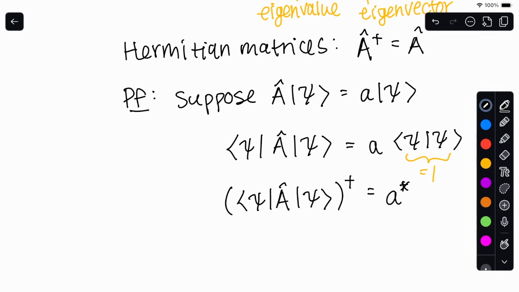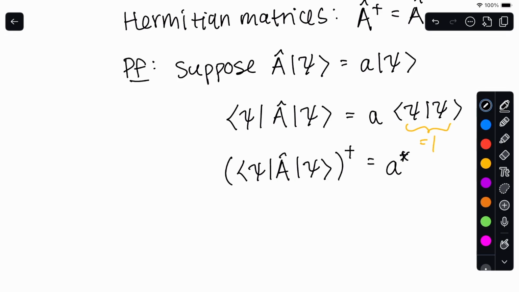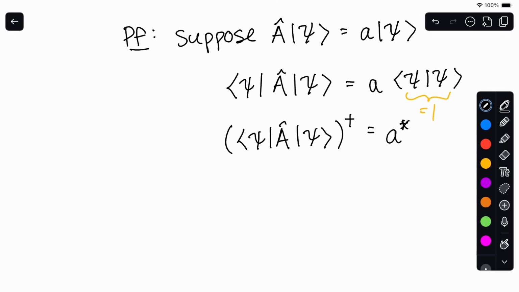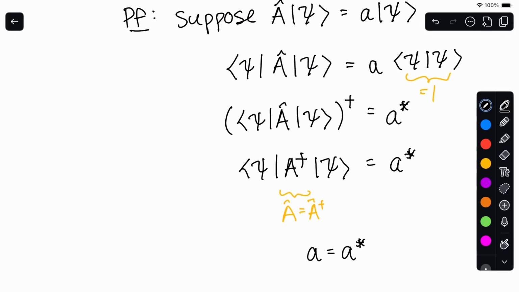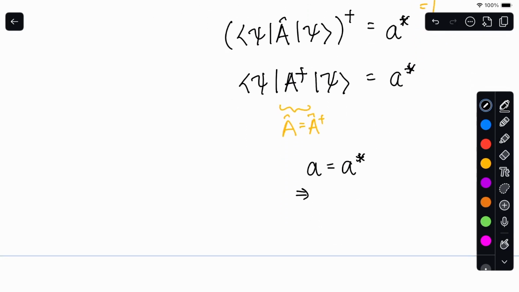And this would give us a star, because a, as far as we know, is a complex number. But this would equal, we just flip the order of everything and take the dagger. But A equals A dagger. So what we've shown is that a is its own complex conjugate, or in other words, a must be real.